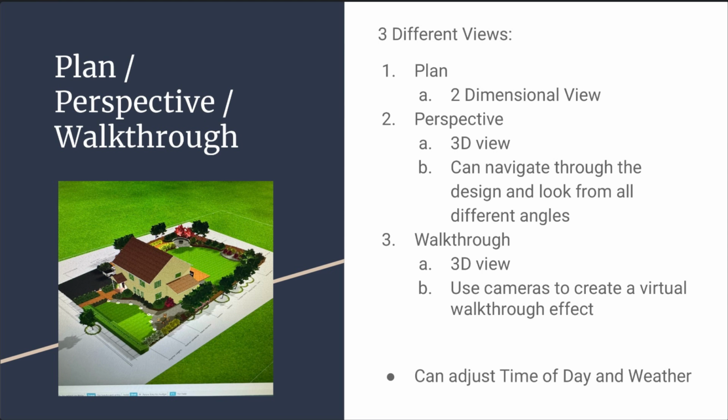So basically there's three different views in this software that you can use. You can use the plan, which is a two-dimensional view, pretty standard, very similar to everything else we've been using previously. There's the perspective view, which is a three-dimensional view. This allows you to navigate through all the different design concepts, and you can look at everything from different angles, so it really comes in handy.